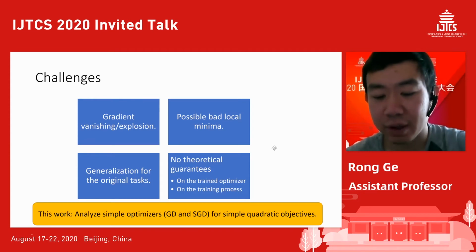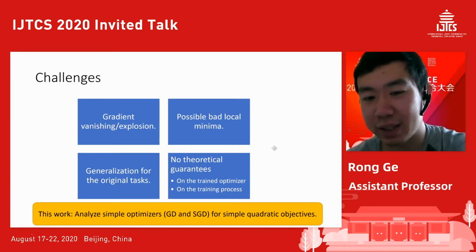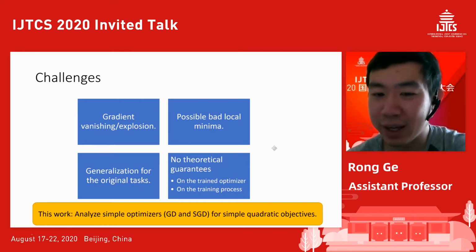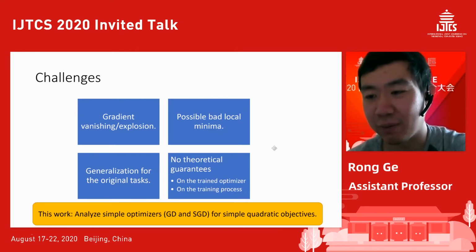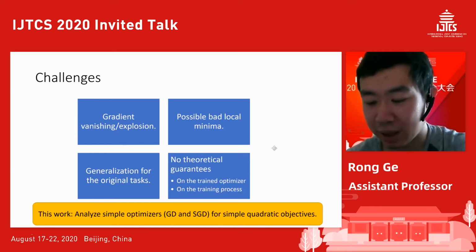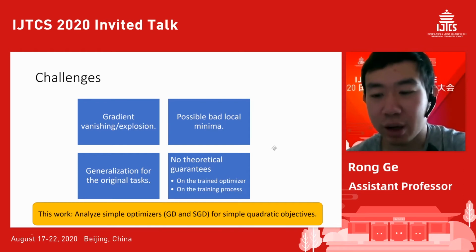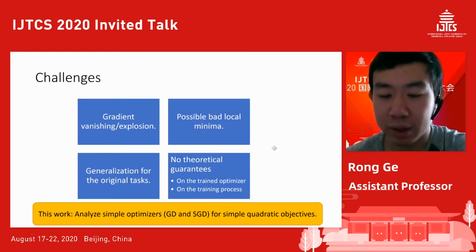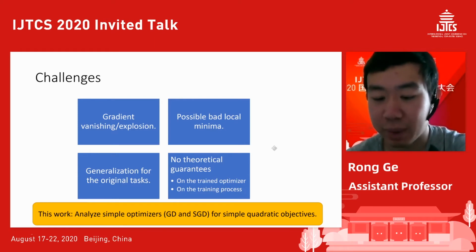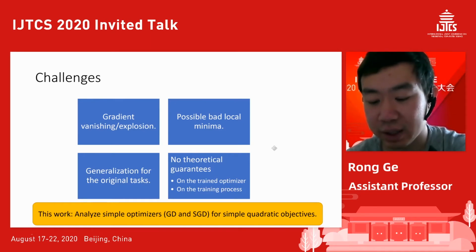And these are very difficult theoretical problems because even without training these neural network optimizers, even for gradient descent optimizers, we don't really know how fast they converge and why they generalize for standard supervised learning problems, right? So in this work, we are going to start from a very simple model for this learning to learn approach. We are going to analyze very simple optimizers, in particular gradient descent and stochastic gradient descent.